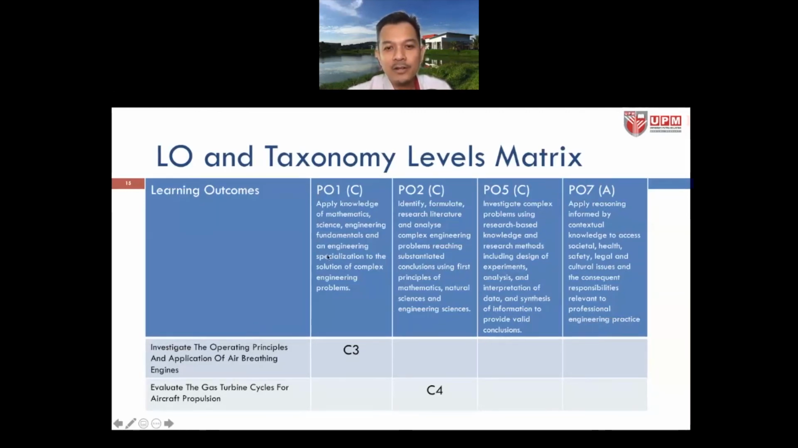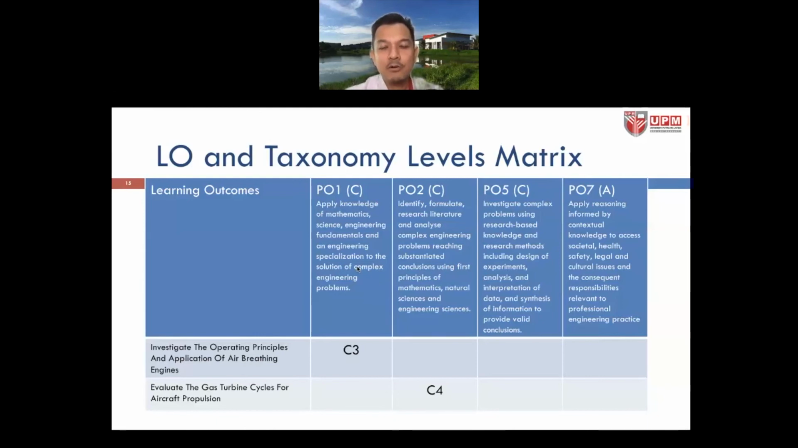And then over here, we have the program outcomes that are assigned to be addressed in this particular subject, right? In terms of the program outcome, before we go to the course outcome, this subject needs to address program outcome number 1, which is about knowledge, where you are going to apply knowledge of mathematics, science, engineering fundamentals, and engineering specialization to the solution of complex engineering problems, right?